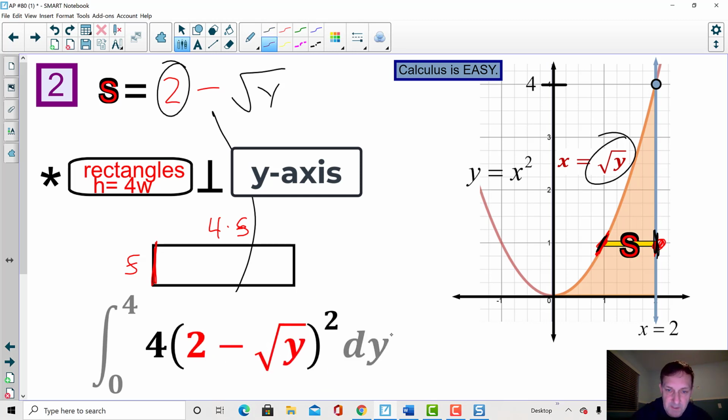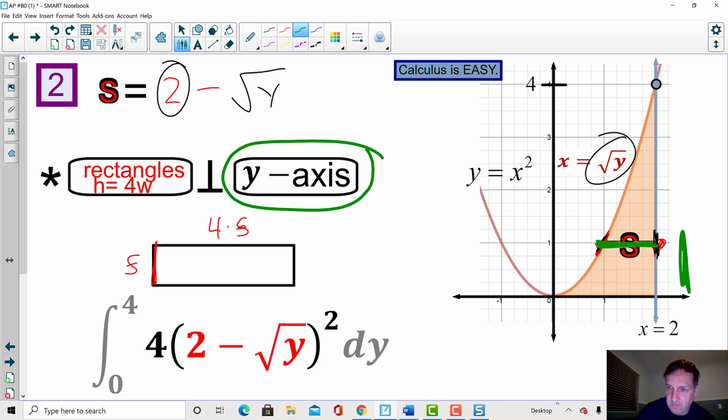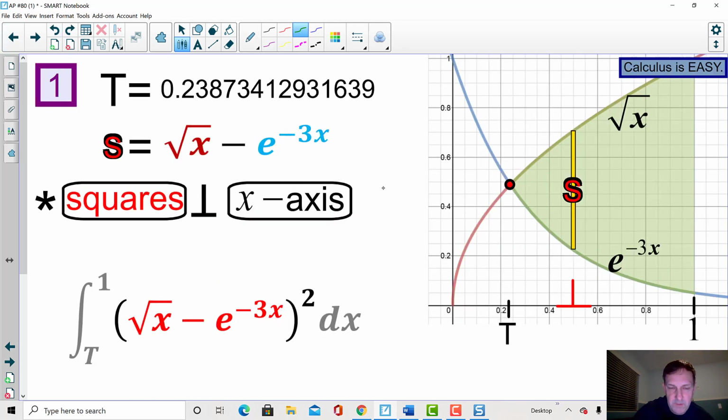I want to point out that everything matches. This is dy. Our functions were functions of y, and our bounds go from y equals 0 to y equals 4. Okay, for this example, I do want to point out that we were perpendicular to the y-axis. So each rectangle was like this instead of going up and down. And on the previous example, let's take a look at that. You can see we were perpendicular to the x-axis, so each s went up and down.